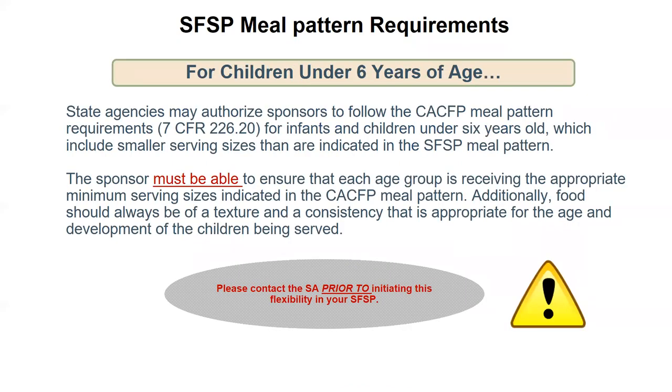There also is an option to feed smaller portion sizes to children that are 6 years of age or younger under the SFSP, under the summer program. But in order to do so, the sponsor has to request permission in writing from the state agency, and we have to grant that permission. So essentially what you would be doing is following the CACFP meal pattern requirements at 7 CFR 226.20 for infants and children under 6 years old, which does allow for smaller serving sizes than what we indicated on previous slides for the SFSP meal pattern.